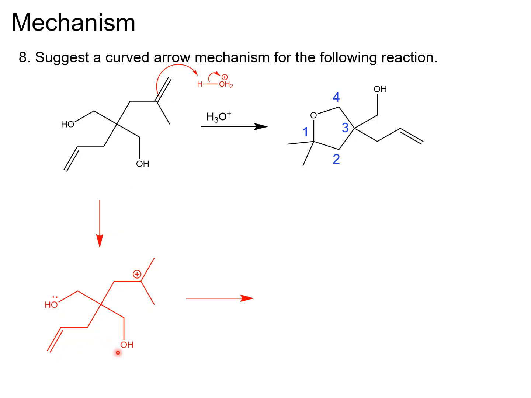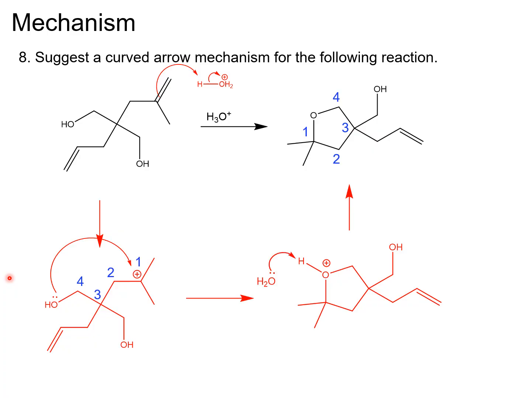Now I can see I can use either one of these OHs. Let's go ahead and count our atoms here. So now I can see I have an oxygen that's bonded to carbon 4 and carbon 1. So I'm going to go ahead and use these lone pairs to make a new bond to carbon 1. Now I end up having one more step in order to get to my final product. I can go ahead and use the water, the conjugate base of my original acid, take that hydrogen, push electrons onto that oxygen to get my final product.